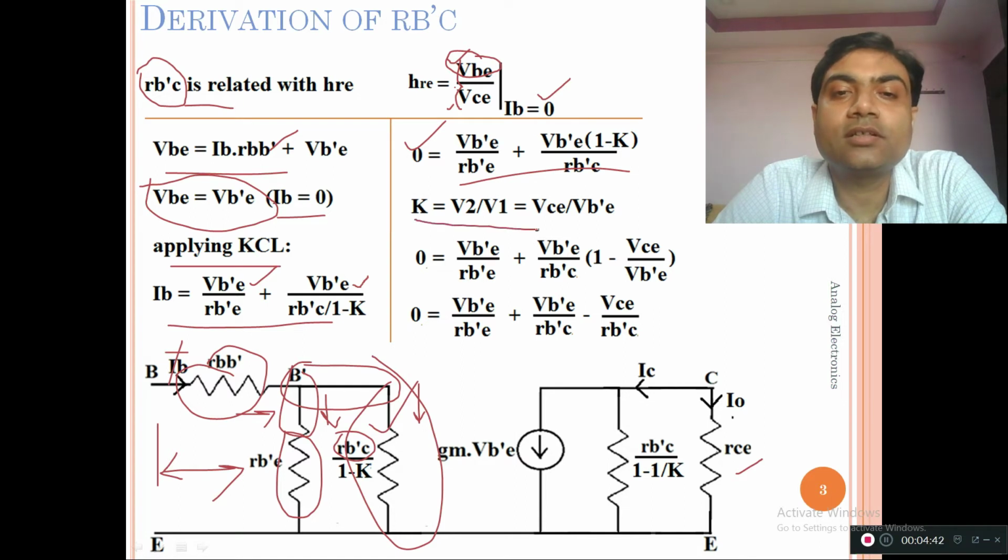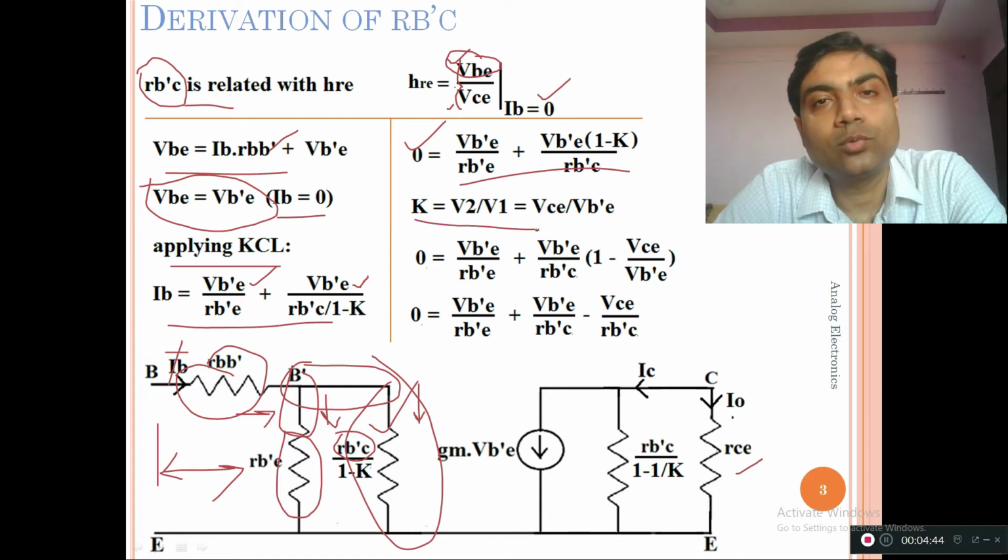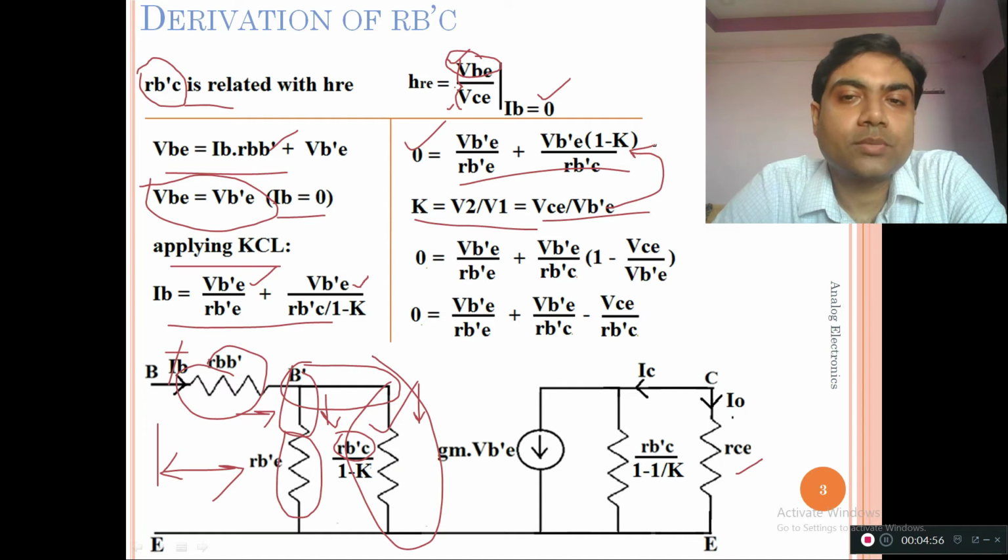What is K? K is nothing but output voltage upon input voltage. That is the gain, voltage gain, which we always take in case of the amplifier. So what is K? K is nothing but VCE upon VB'E. So substituting the value of K here, we can get this equation.